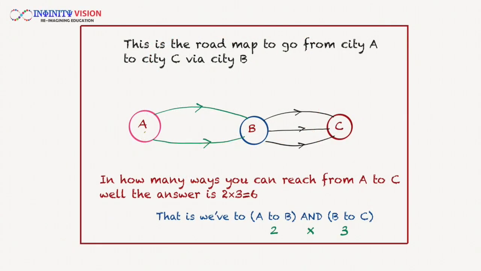This is the roadmap to go from city A to city C via city B. As you can see, from A to B there are 2 green roads, and from B to C there are 3 black roads. Now for reaching, it's simple that we have to go from A to B and B to C, and that makes it 2 into 3, that is 6. Even if you focus that okay, I take one of the roads from A to B, then I will have 3 choices, and then again if I take road 2, then still I have 3 choices. That makes it 3 plus 3 equals 6. So yes, we can say that in cases of and, we have to multiply.